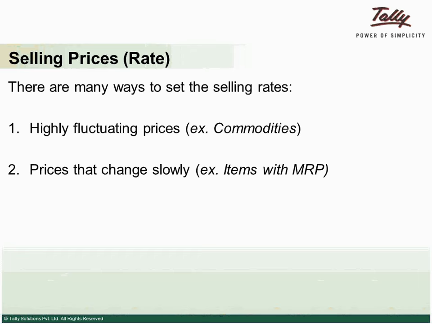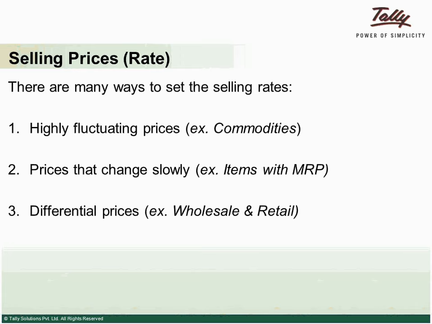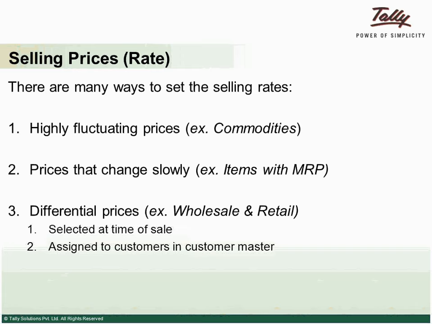The second one is prices that change slowly. You may know that in the market, prices vary from one product to another. It is on items with MRP, like toothpaste, bread, some soaps or FMCG products, all of which have the MRP printed on the labels. Then differential prices. We know that we have wholesale and retail markets, and how to define the prices for wholesale and retail sectors, selected at the time of sale. When you are passing the sale invoice, how to select that, I'll be showing. And how it works when we assign prices to customers in the customer master.